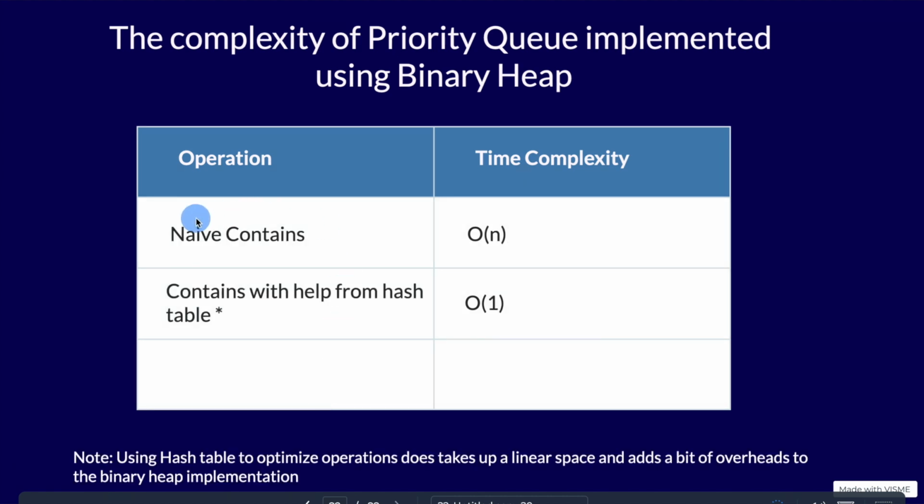So the next operation is the naive contains. If you want to check if an element is in the priority queue or not, basically you have to check all the elements one by one, and that takes linear time. However, with the help of a hash table, we can also achieve this in constant time, which is beautiful. I'm going to show you in the future how this can be achieved.